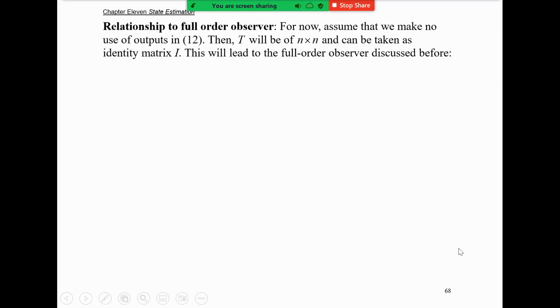Okay, finally, let's talk about the reduced order and how is this reduced order observer related to the full order observer. Okay, for you to see that, we know that the full order observer, which means we are not going to use any of the output information, right? We are going to estimate the whole state vector. So that is a very special case where the T actually is an identity matrix. So the estimated state variable corresponds to the original state, which means C equals Tx. T is identity matrix.